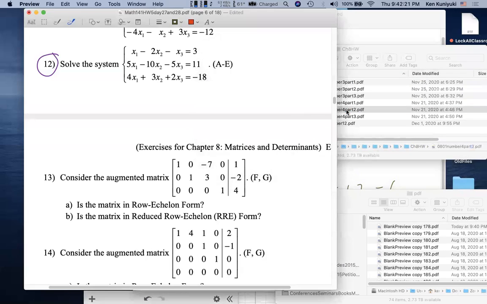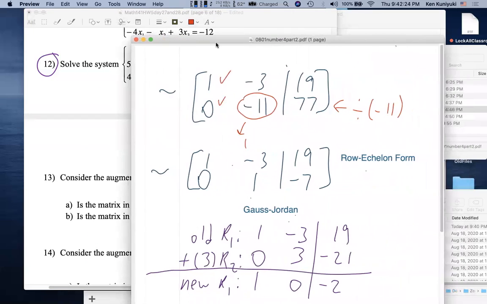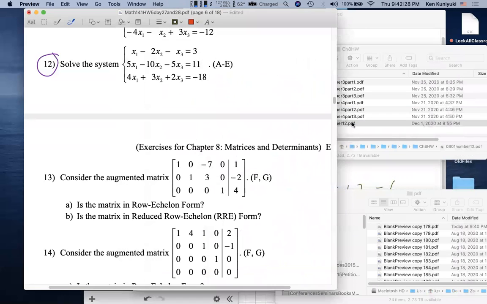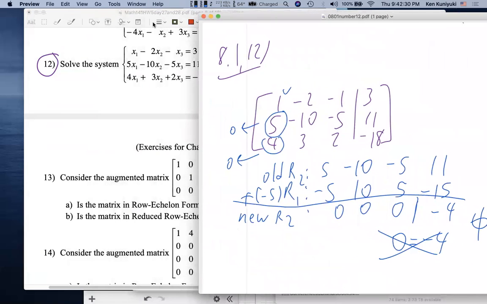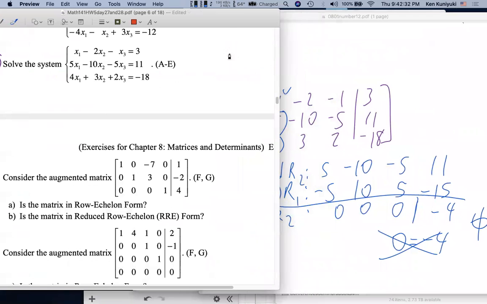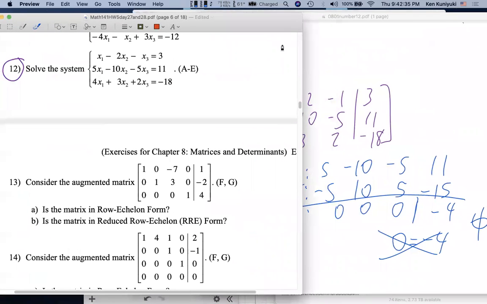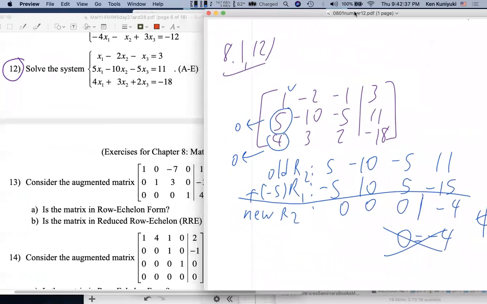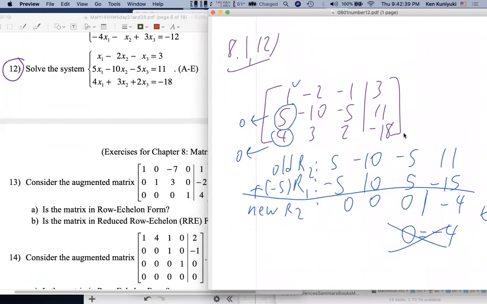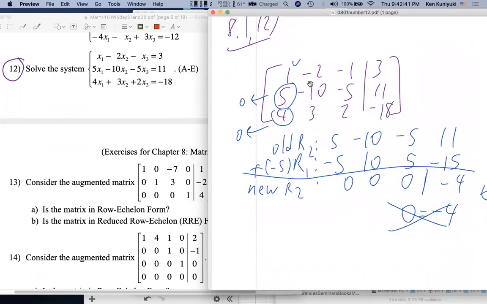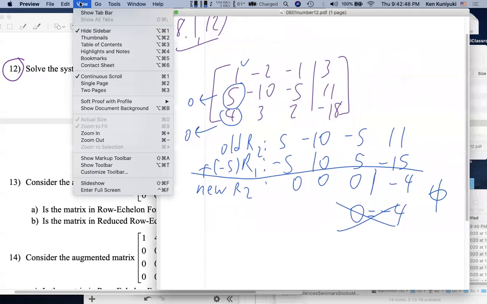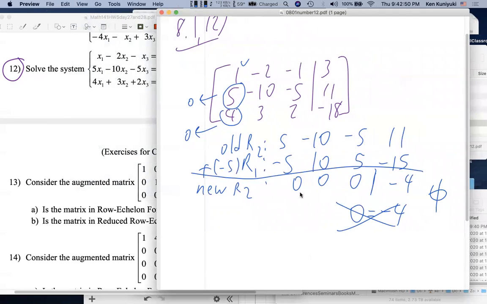Yeah, 8.1, number 12. So I did part of this. Wait, that's 14. 8.1 number 12, that's here. Okay, yeah. You're having trouble with the unusual ones, the degenerate cases. So here, this is the augmented matrix, and I'm using row 1 to change row 2. I want to make that 5 into a 0. But right off the bat, look at this. We're getting this strange row here: 0, 0, 0, -4.